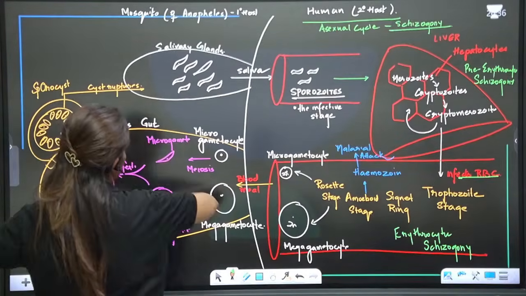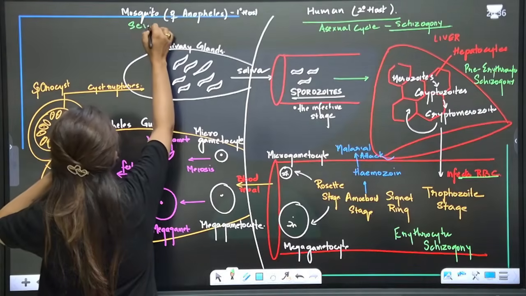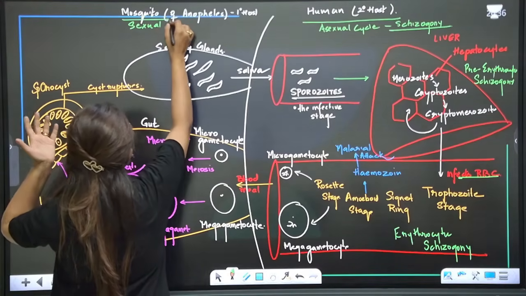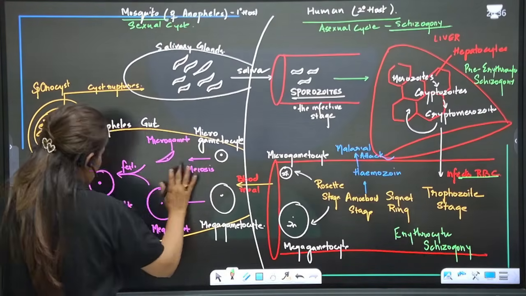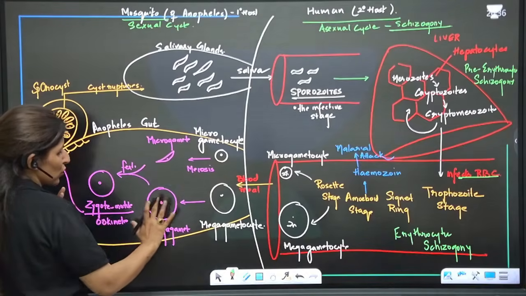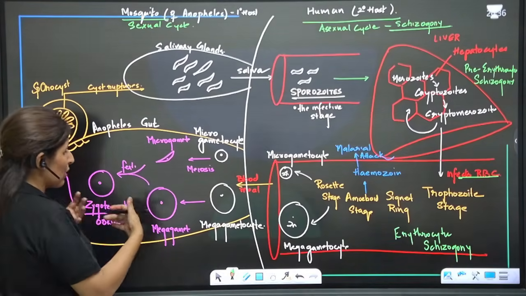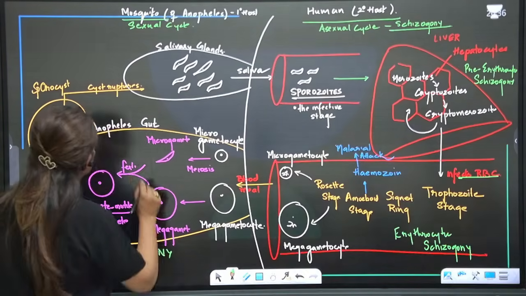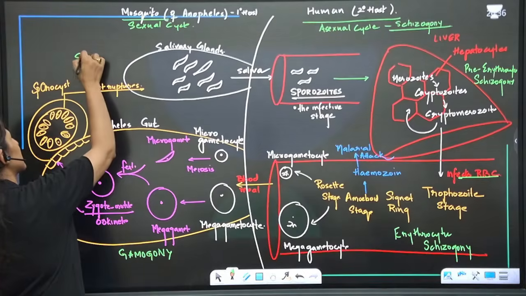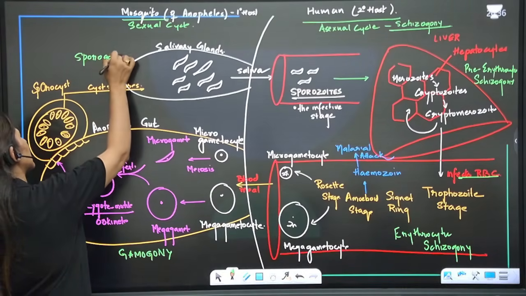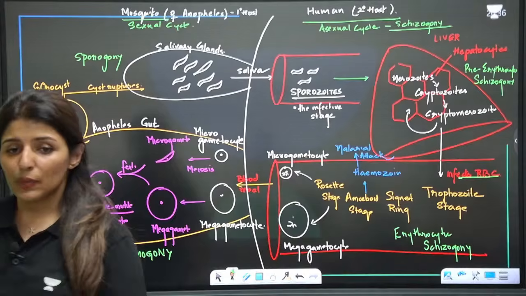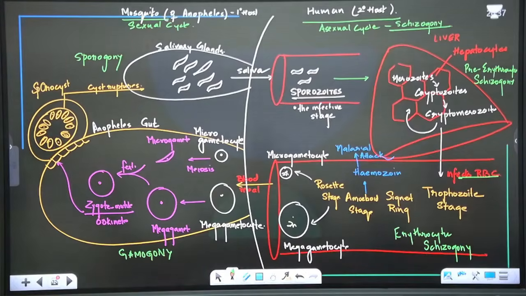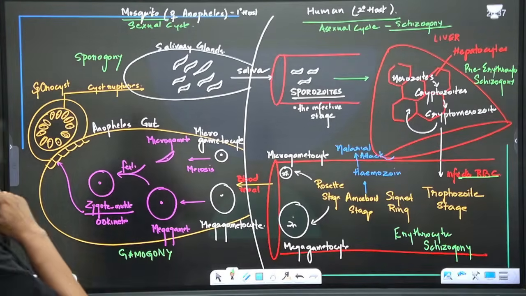And then these stages in the female mosquito are the sexual stages. This part of the cycle which goes on in the gut, where gametes are formed and fertilization takes place, is known as gamogony. And this part where spores, sporozoites, are formed, we call sporogony. I hope you now understand why the human is called the secondary host and the mosquito is called the primary host.